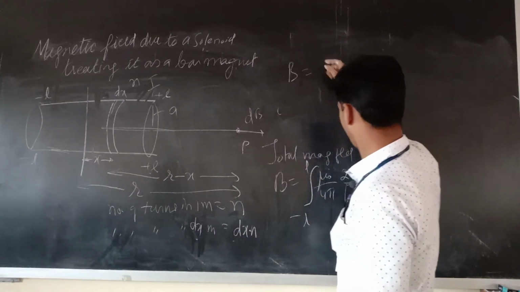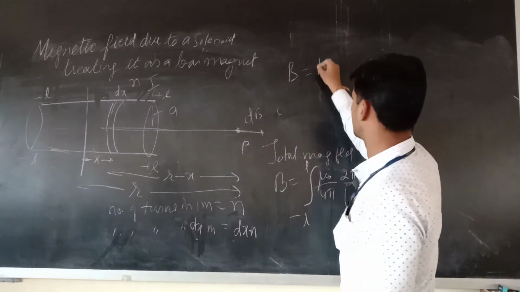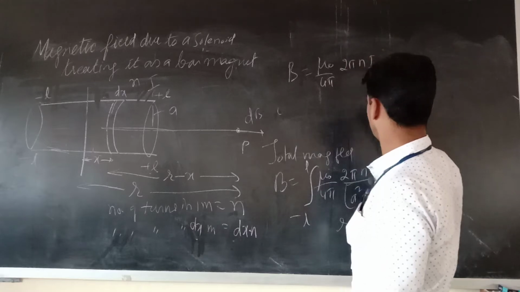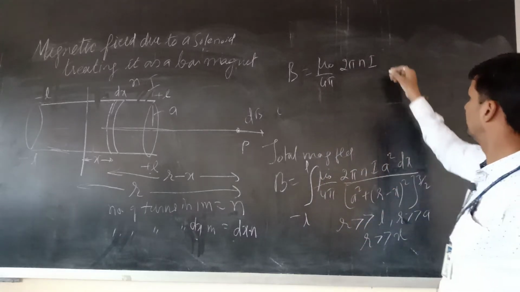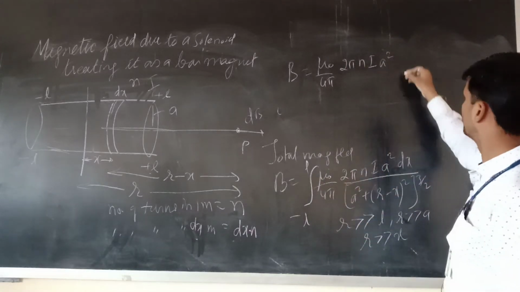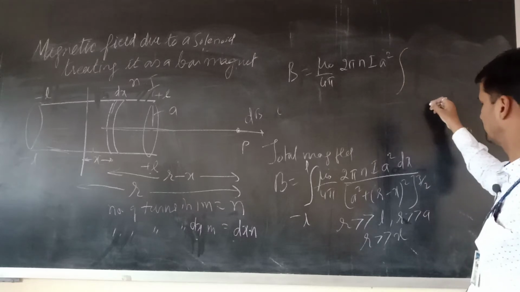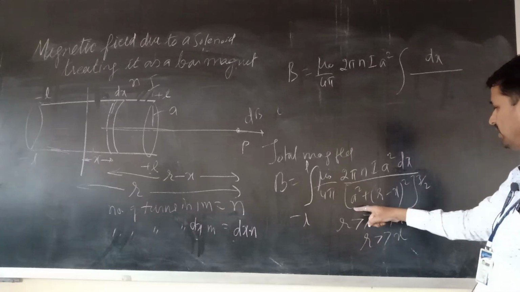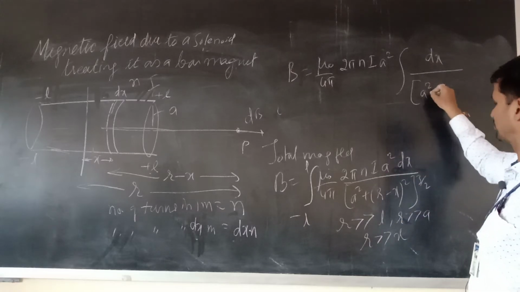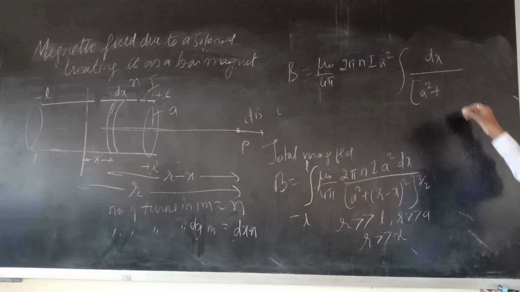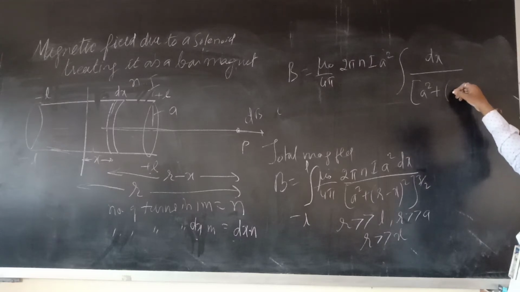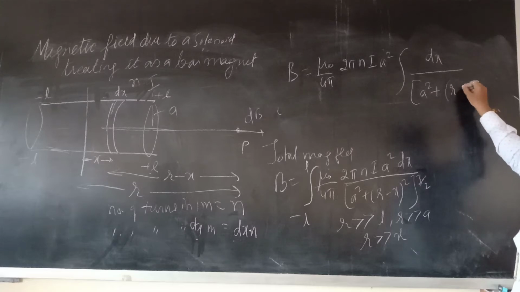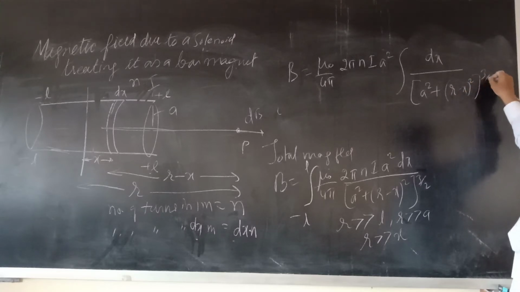B will be equal to mu naught upon 4 pi, constant, it comes out, 2 pi n i, a square will come out. Inside the integration, children, it will be dx divided by a square plus r minus x the whole square, raised to 3 by 2.